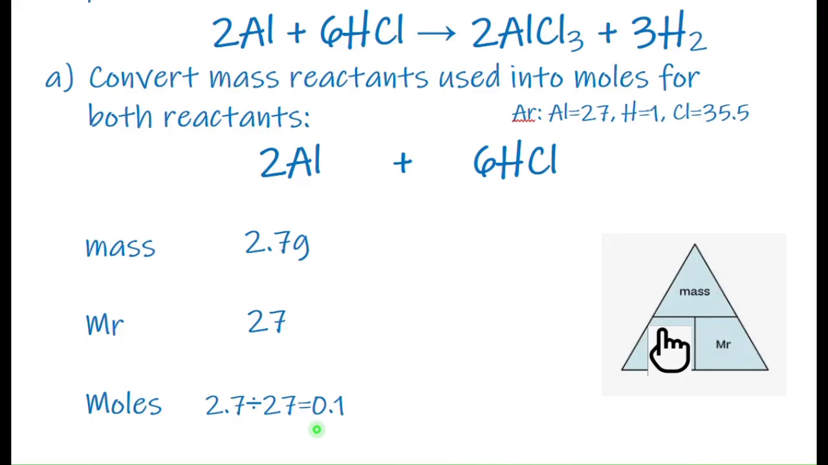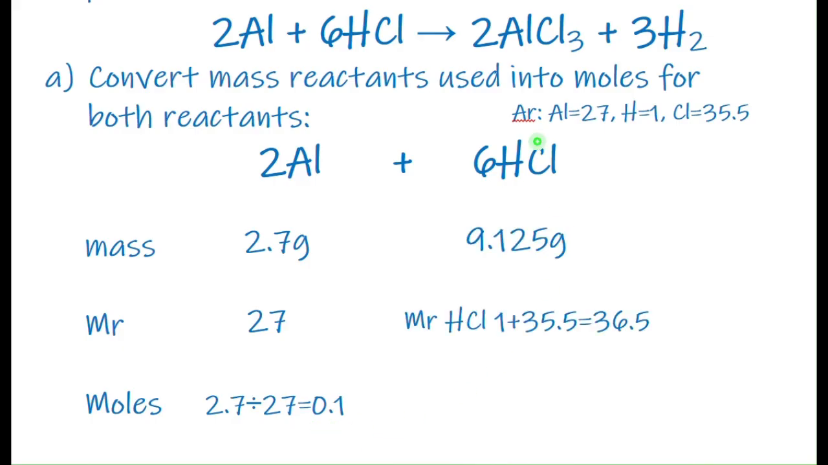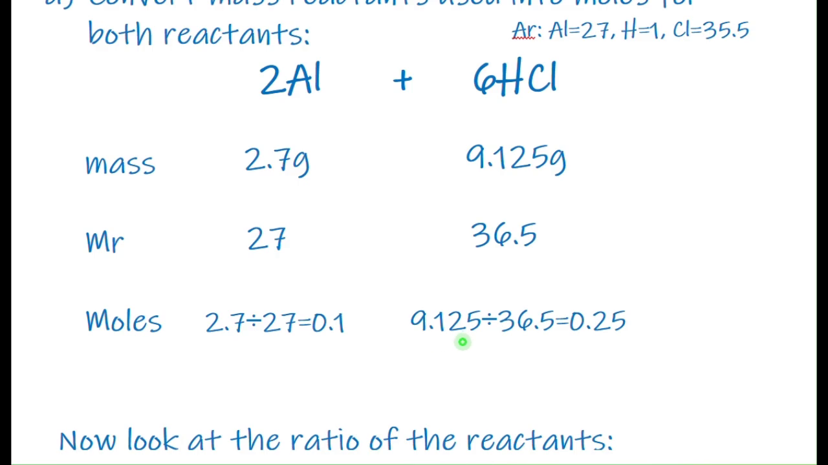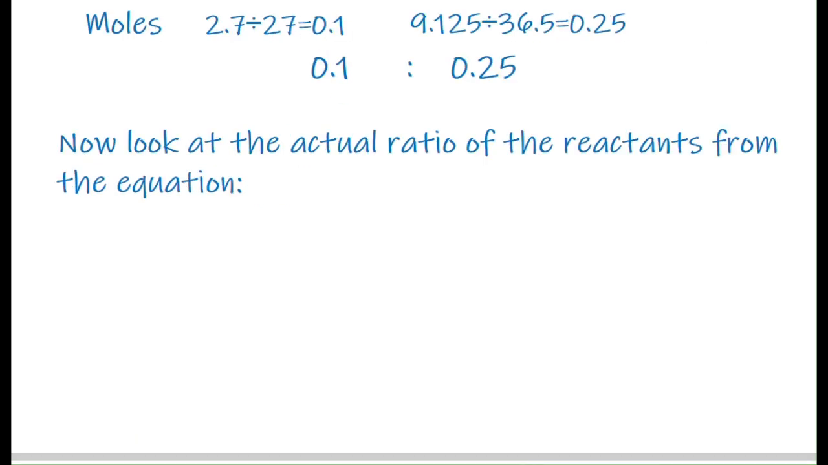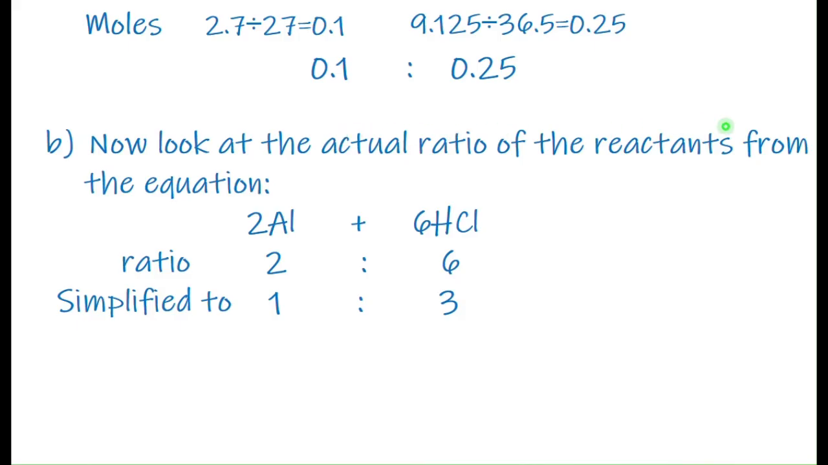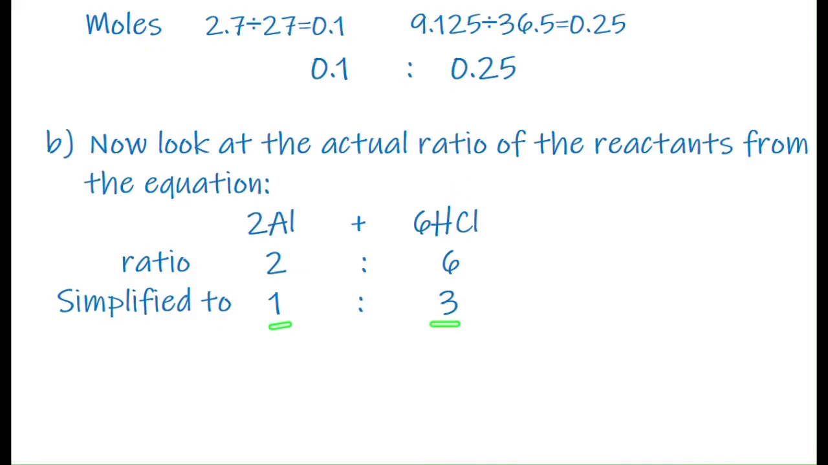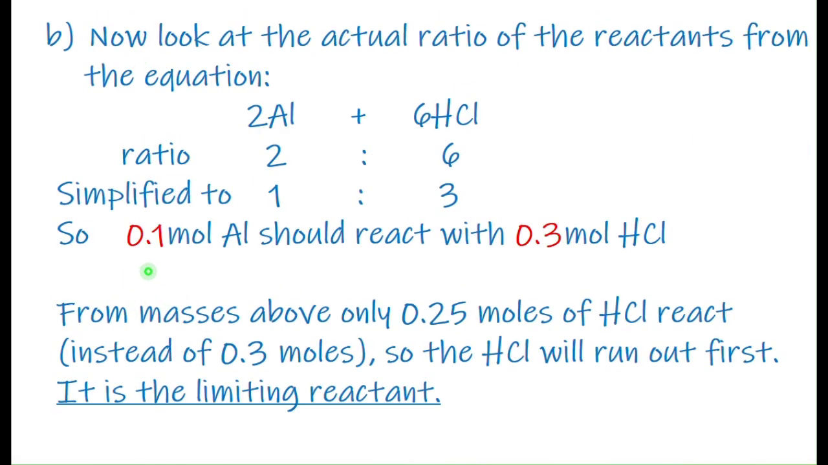We've got 9.125 grams of HCl, so we need the Mr for HCl, which is 1 plus 35.5, that gives you 36.5. 9.125 divided by 36.5 comes to 0.25. Now we look at the molar ratio, the actual ratio from the equation. And we can see here 2Al reacts with 6 HCl. So that's a ratio of 2 to 6, but we have to simplify that to 1 to 3. So for every 1 aluminium, 3 hydrogen chloride, 3 HCl.